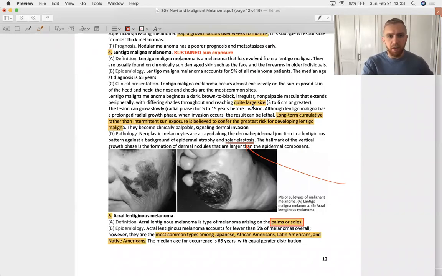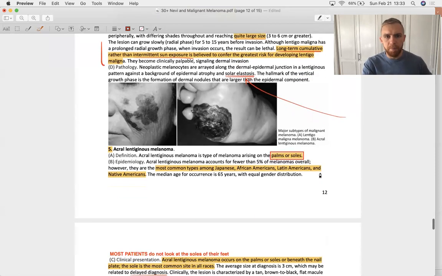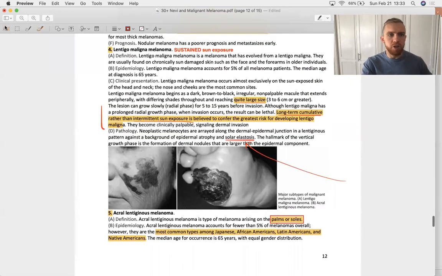So going back to the SDL, first and foremost, these Lentigo malignas can reach quite large size. Again, we're talking inches, not centimeters. Cumulative long-term sun exposure is believed to be the greatest risk factor for developing Lentigo maligna, as opposed to intermittent sun exposure, which was our risk factor for the first type. That's solar elastosis again. And what do you see on histology? Neoplastic melanocytes arrayed along the dermal epidermal junction in a lentiginous pattern against a background of epidermal atrophy.